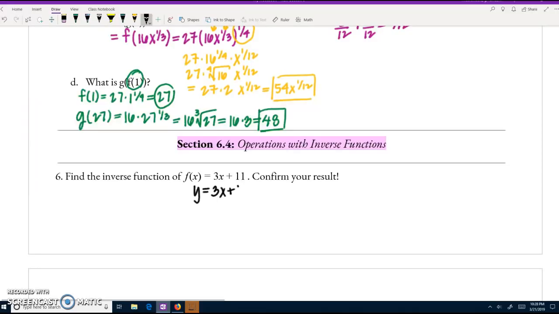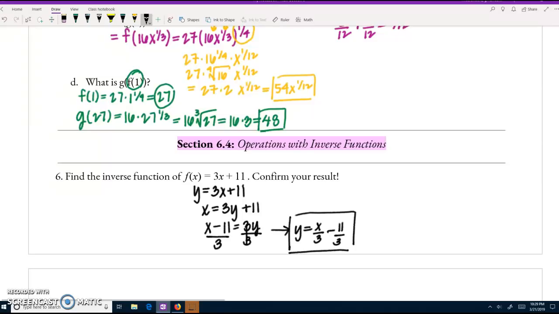So in order to get started finding our inverse, we're going to swap our variables. So we'll have x equals 3y plus 11. Then I'm going to solve to get y by itself. So I'll do x minus 11 equals 3y. Divide both sides by 3. And I'm just going to rewrite this out. So I'm going to say y is equal to x over 3 minus 11 over 3.